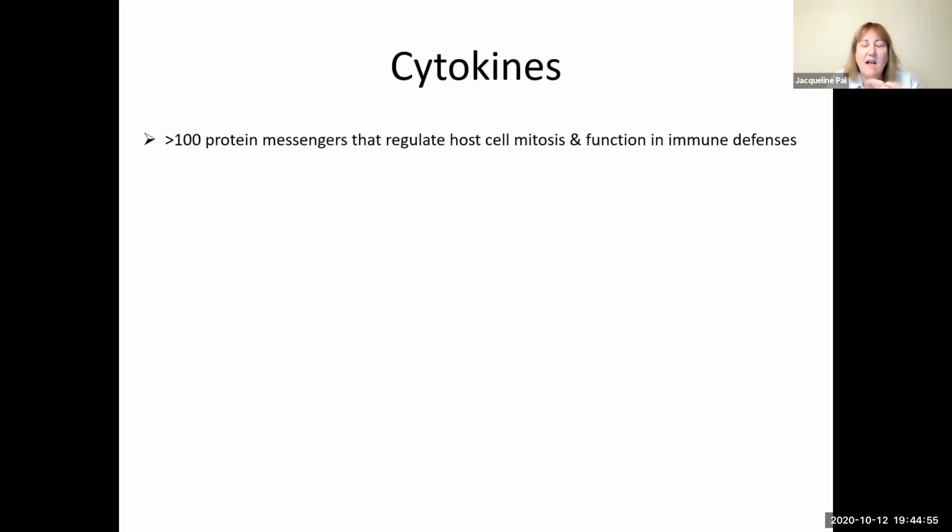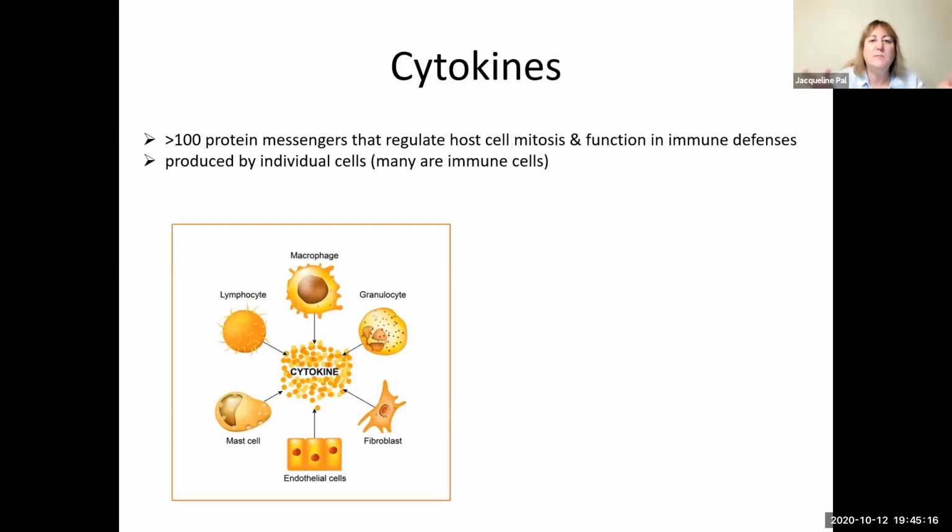So, cytokines are protein messengers, and we have hundreds of these. Basically, what they're going to do is they regulate the cell's division and their function in immune processes. So they determine if the cell is going to undergo mitosis. So instead of having one cell fighting it, you're going to have two or an entire clone going on. And they are produced by many different types of cells, the majority of which are probably immune cells.